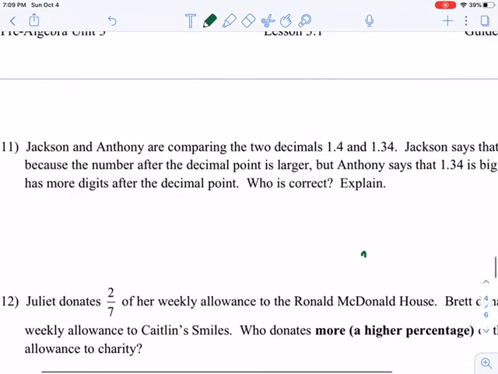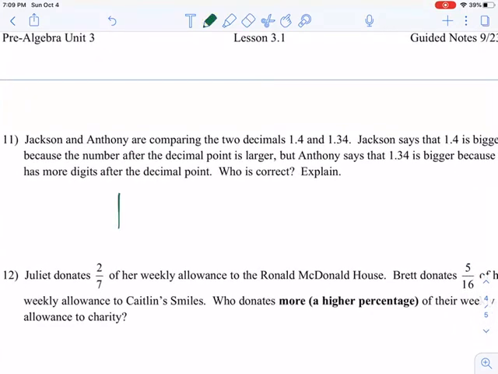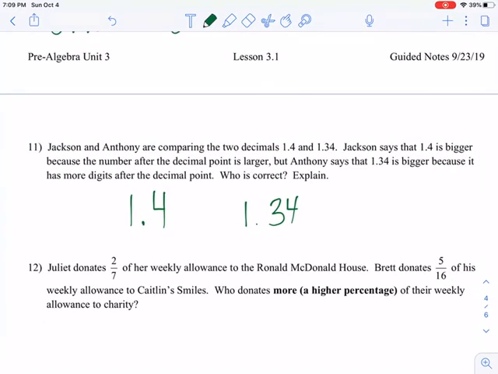Comparing decimals, use your place value. That's why we have that chart up there. This one is 1.4 and 1.34. Jackson's saying that 1.4 is bigger. Anthony says that 1.34 is bigger. You always want to go by place value. So your ones are the same. So let's go to our tenths now. This one has 4 tenths. This one has 3 tenths. So that means the 4 tenths is bigger. You could always put a 0 and compare hundredths too. That would be 40 hundredths versus 34 hundredths.